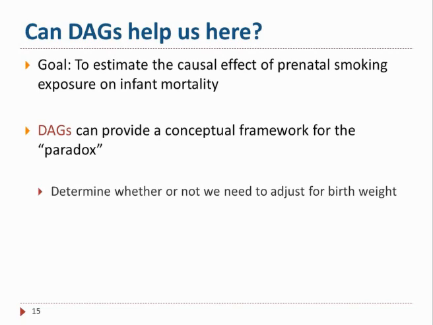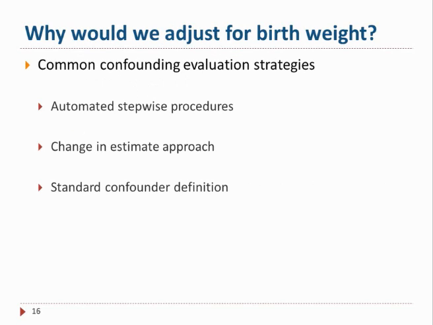So is this a place where DAGs could help us? Well, we know that our goal is to examine the effect of prenatal smoking exposure on infant mortality. And we're going to use DAGs to provide a conceptual framework for understanding the paradox and help us determine whether or not we should be adjusting for birth weight. So why would we adjust for birth weight in these analyses anyway?